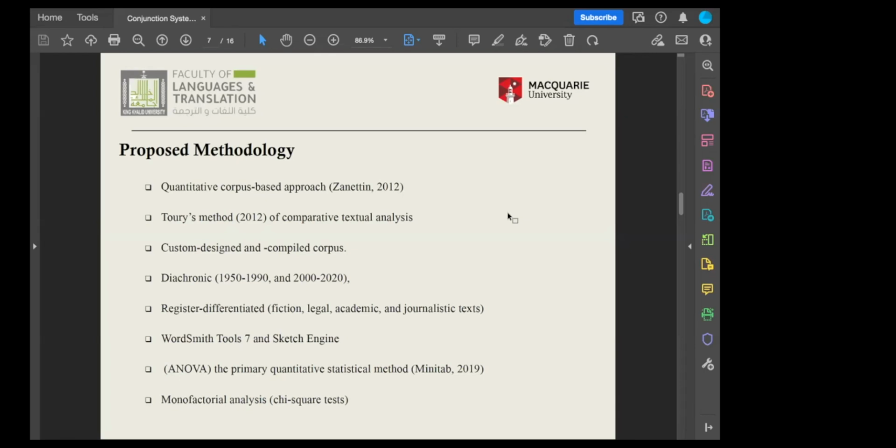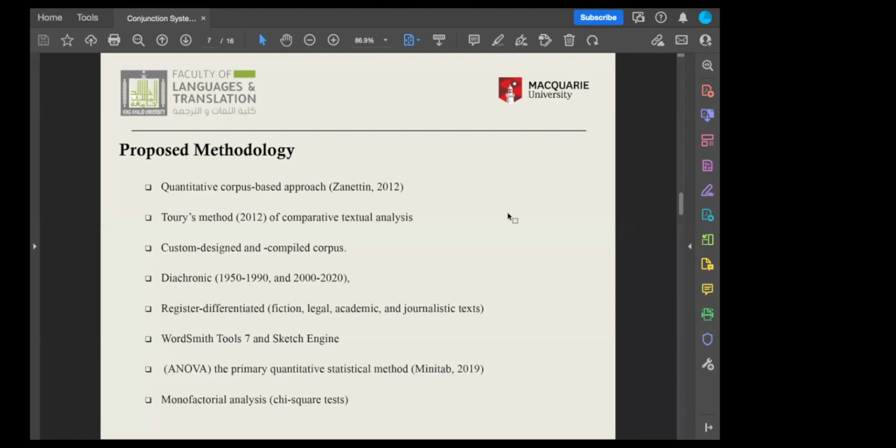Connectives are identified using a deductive top-down fashion and then analyzed in contrastive and comparative analysis to provide an overall assessment with more detailed analysis of their logico-semantic relations. Factorial analysis of variance, ANOVA, is used as the primary quantitative statistical method using the statistical software Minitab 2019. Using this kind of test is to investigate the effects of language or translation and the effect of register and time span on the overall normalized frequency of connectives in different analyses.